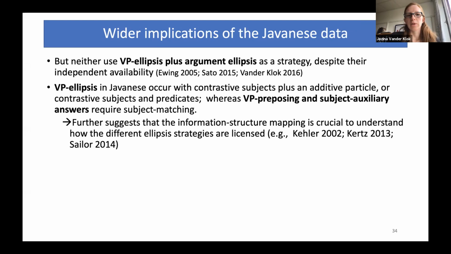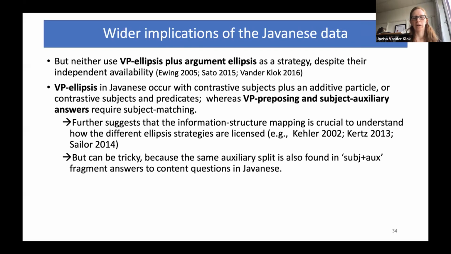So VP ellipsis occurs in Javanese with contrastive subjects plus an additive particle or contrastive subjects and predicates, whereas VP preposing and subject auxiliary answers require subject matching. So this difference further suggests that information structure mapping is crucial to understand how the different ellipsis strategies are licensed. And this is something that I'd like to follow up on.